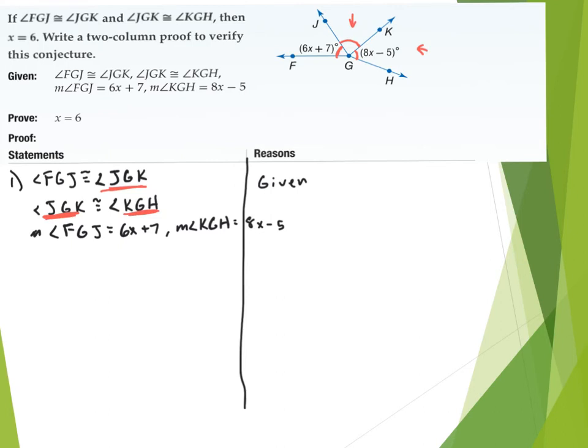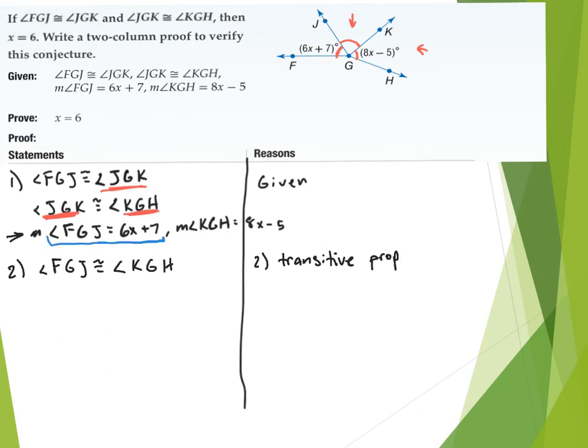Now, these are the same two angles. If angle JGK is congruent to both FGJ and KGH, then because of the transitive property, we can put those two things together. So we can say that angle FGJ is congruent to angle KGH. And again, this is because of the transitive property. All right, we are stringing pieces of information together. Then, in our next bit of given, we're told the values of these two angles.